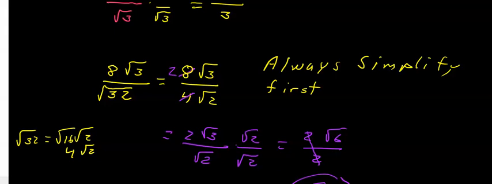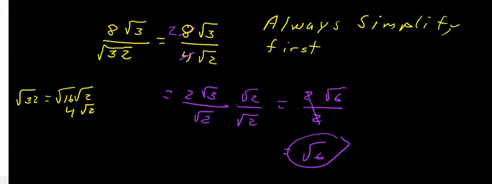Now let's look at what we did here. First of all, we reduced this radical. Then we saw we had an 8 and a 4. We could reduce that. Then we multiplied by the square root of 2, numerator and denominator. And finally, we reduced the fraction one more time.